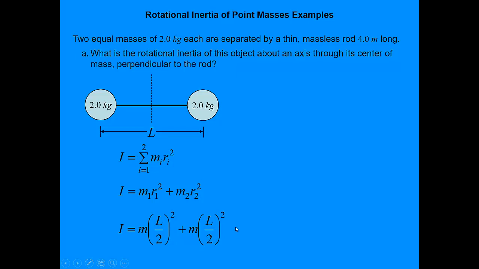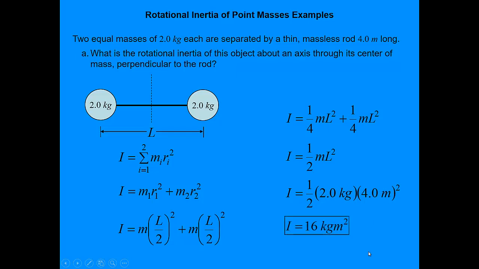So, if we square each of those, L over 2 becomes L squared over 4. So we have 1/4 ml squared plus 1/4 ml squared for a grand total of 1/2 ml squared. If we then plug in the M and the L, and notice this is just 1 M, you just got to put it in once, right? So you get the 2 kilograms here, and that's 1 L, which is a total of 4 meters, and then you got to square it. 1/2 times 2 is, of course, 1. 4 squared is 16 kilogram meters squared. So this is the rotational inertia of this combination object.